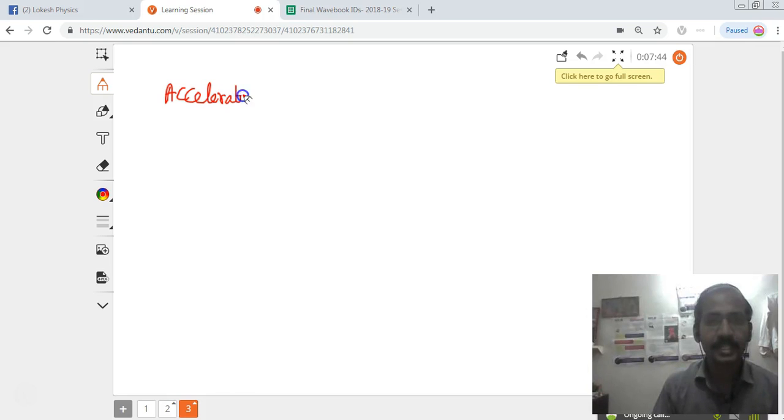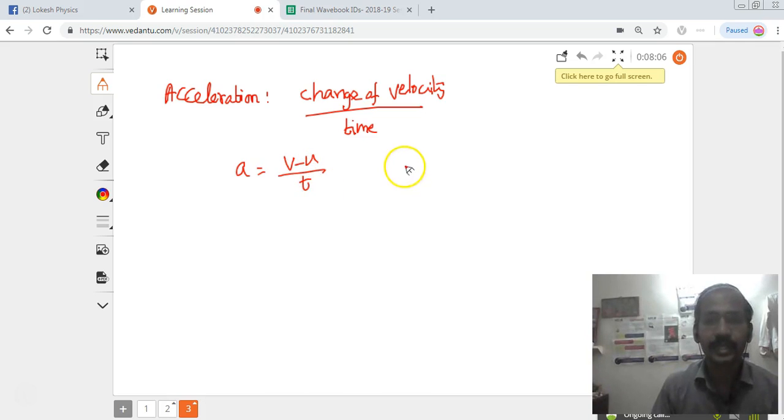Next, we studied about acceleration. What is acceleration? It is the rate of change of velocity. Change of velocity by time. So acceleration a is equal to (v minus u) by t. Units: meters per second square or kilometer per hour square.